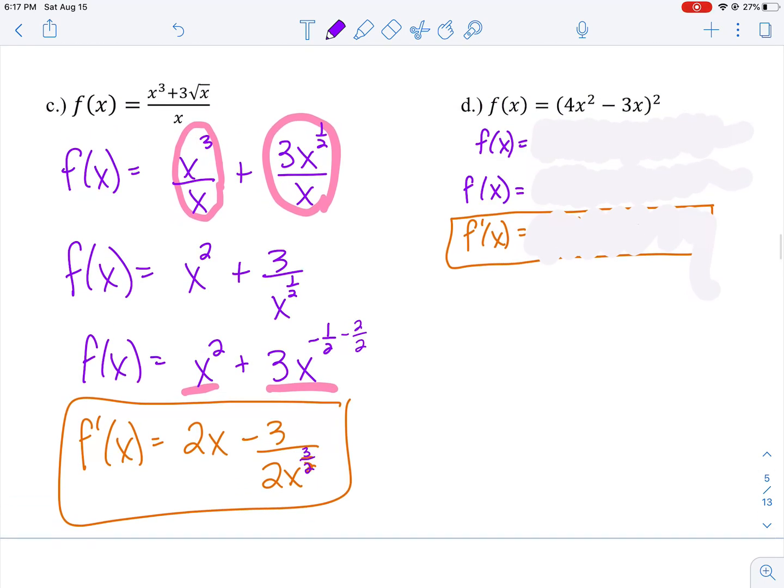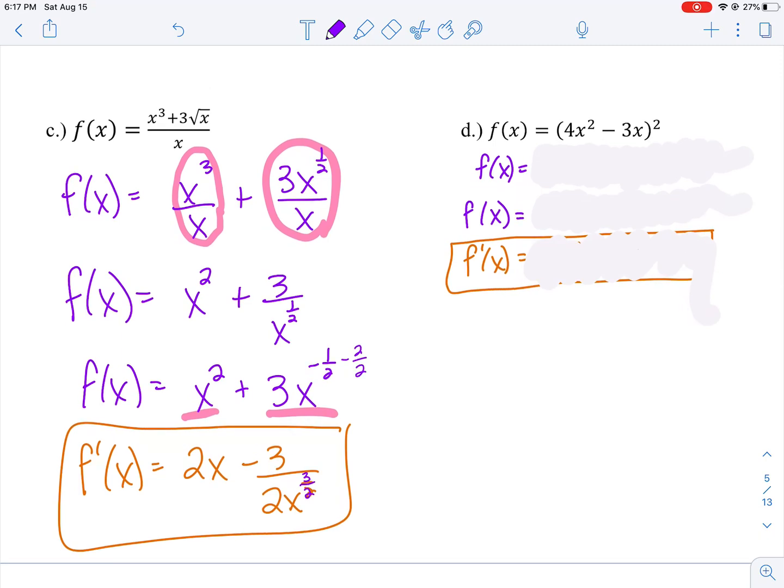All right, last one. In example number 4, look at D with me. D looks a little bit different than what we're used to as well. We have this binomial, something with two terms, and it's raised to the second power. Unfortunately, you cannot use the power rule, try to bring that exponent forward, subtract 1 from the exponent, and call that the derivative, because this isn't quite in power rule form. Remember, power rule is only an x to a certain exponent, and this has way more than just an x to the second power, right?